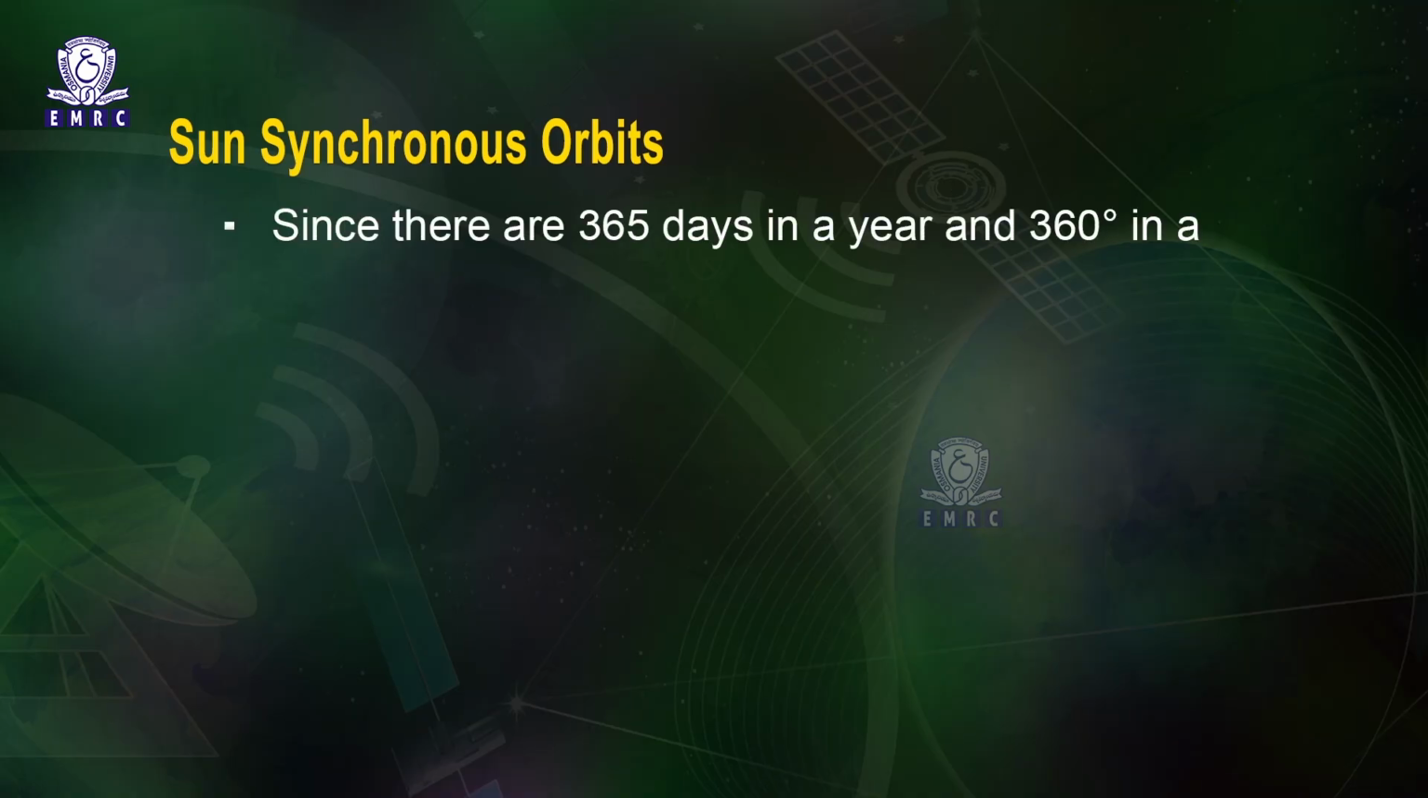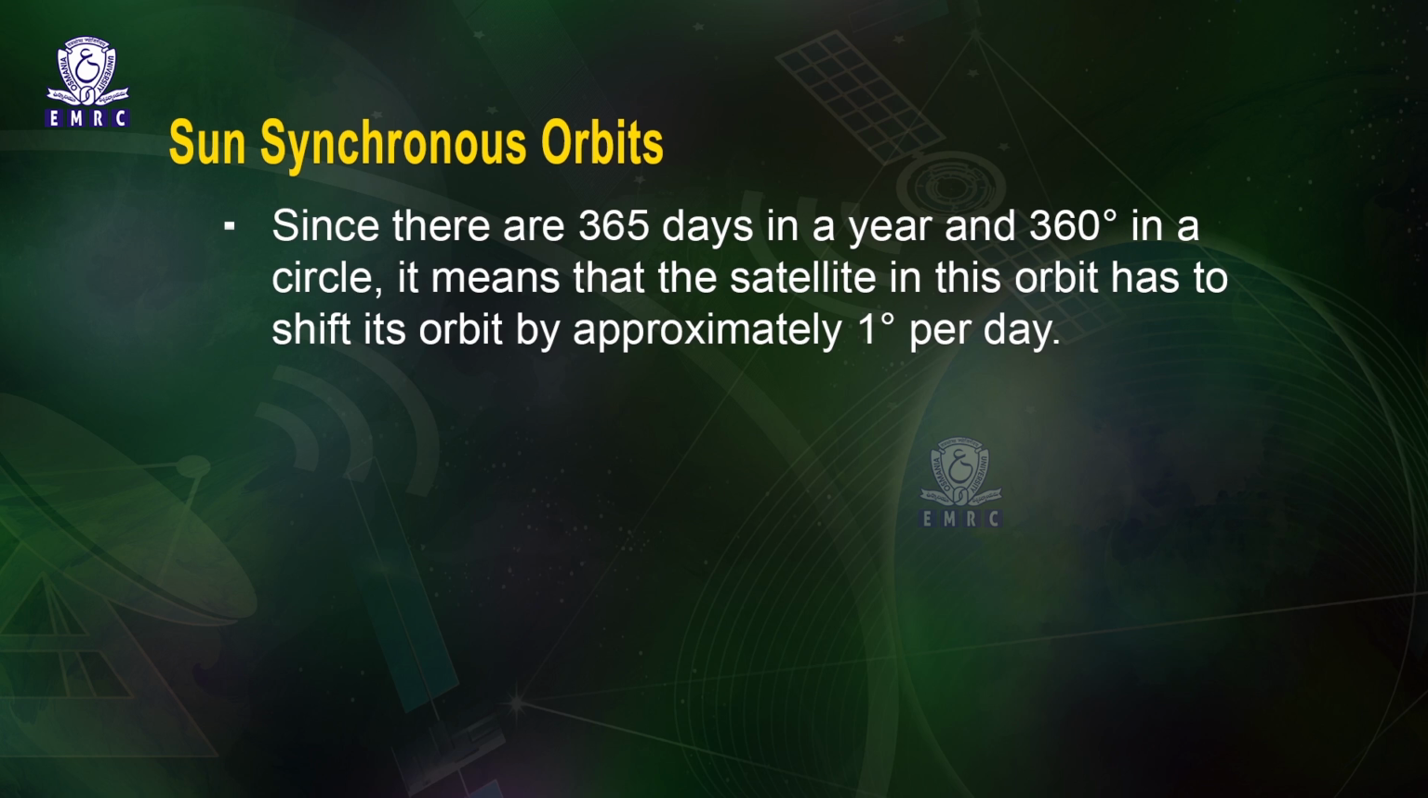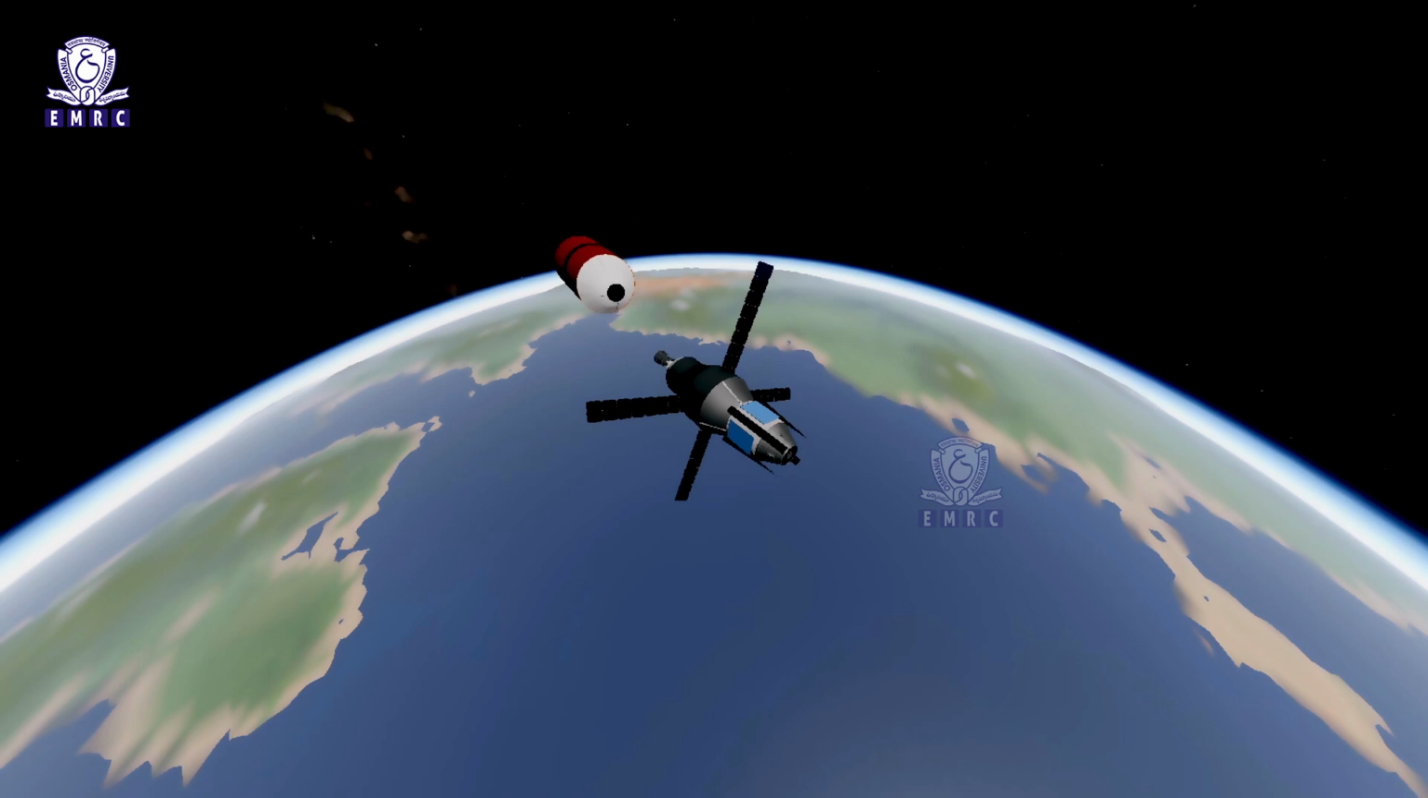In other words, whenever the satellite observes a given ground scene, the Sun is always in the same location in the sky. Since there are 365 days in a year and 360 degrees in a circle, it means that the satellite in this orbit has to shift its orbit by approximately 1 degree per day. The satellite orbiting in this orbit is called a sun synchronous satellite.